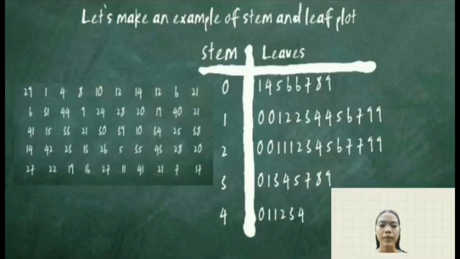Basically, the first digit of the number is the stem and the second digit is the leaf. Here in our example, we have 8 numbers that consist of only one digit. So we put 0 first on the stem, and the 8 numbers that consist of only one digit are what we put in the leaves.